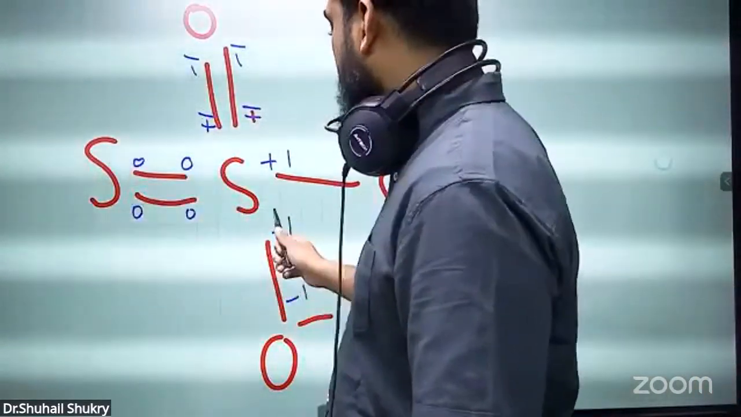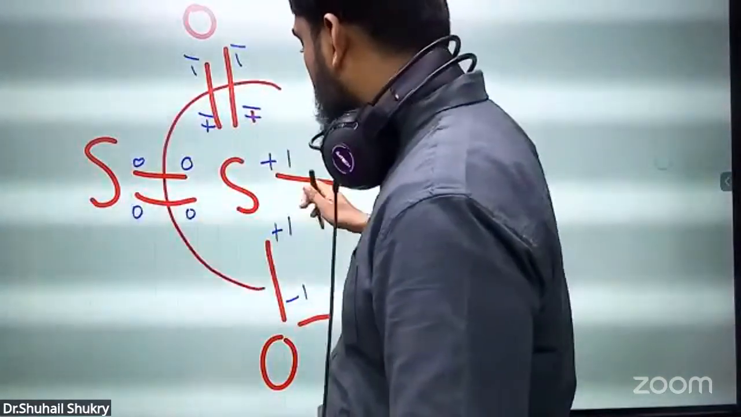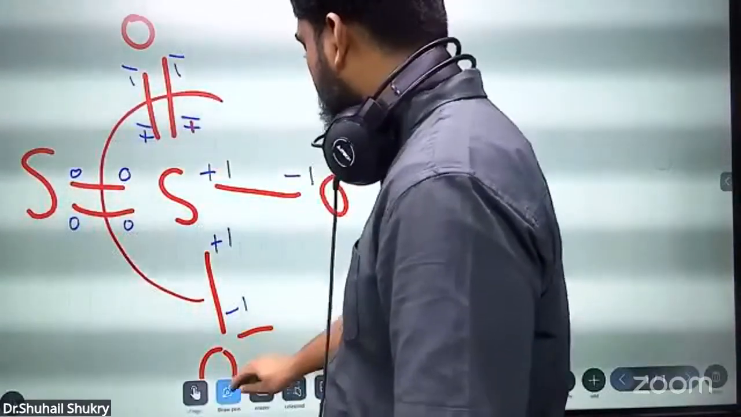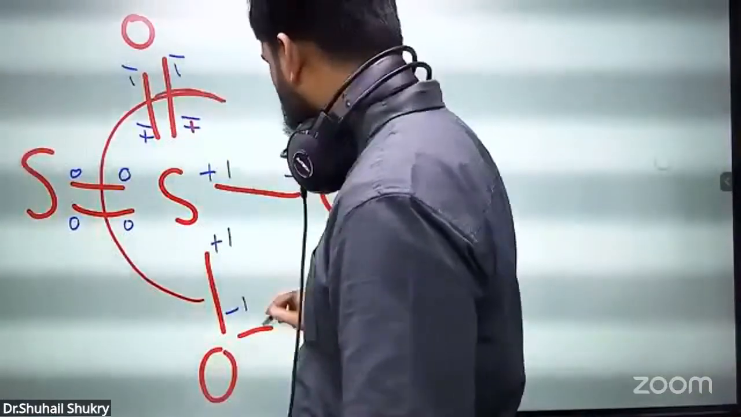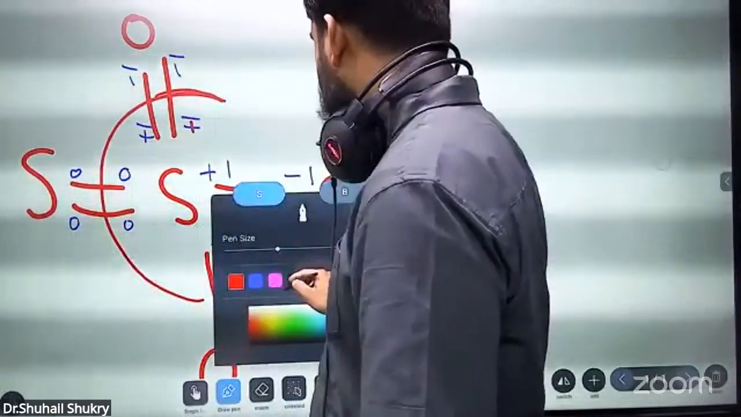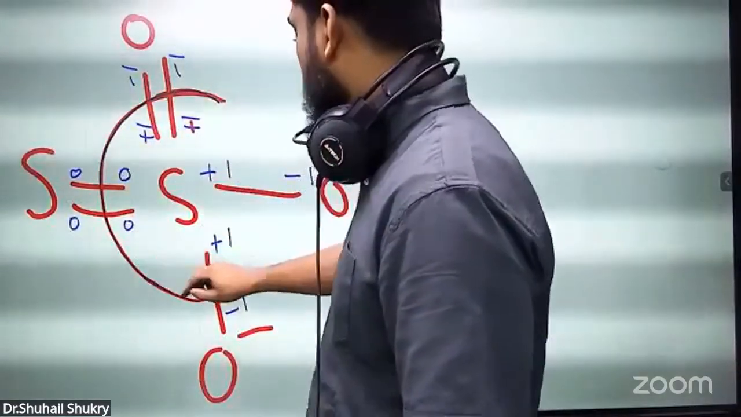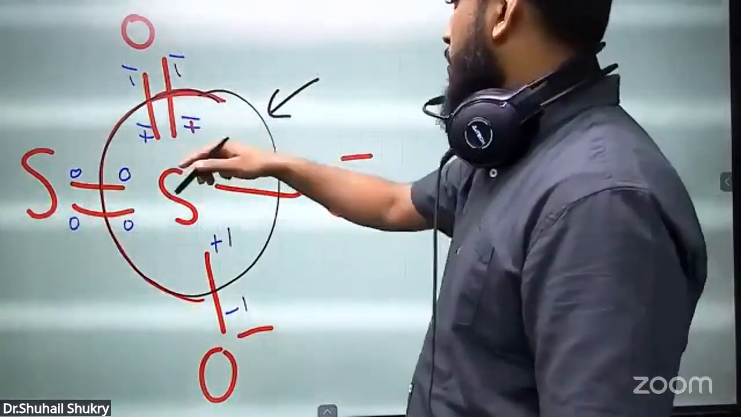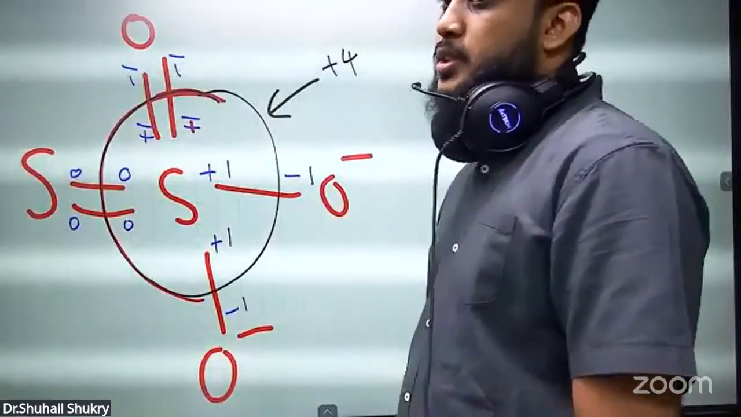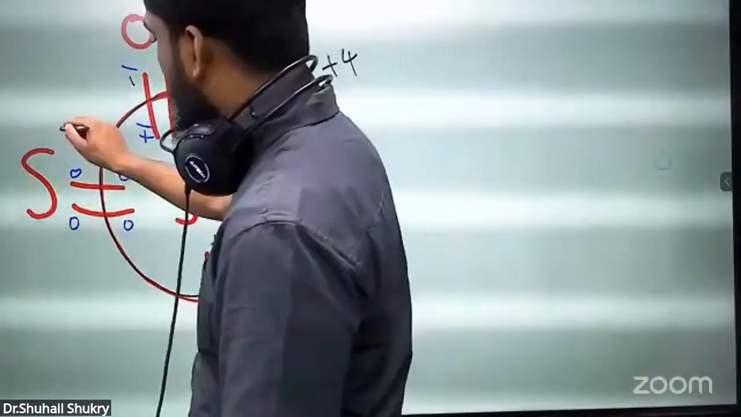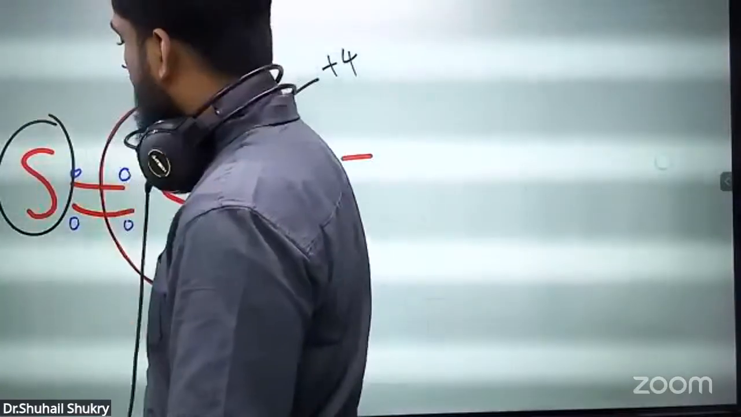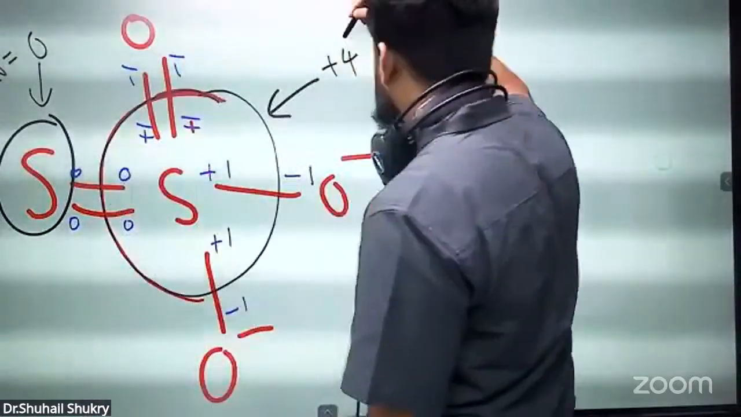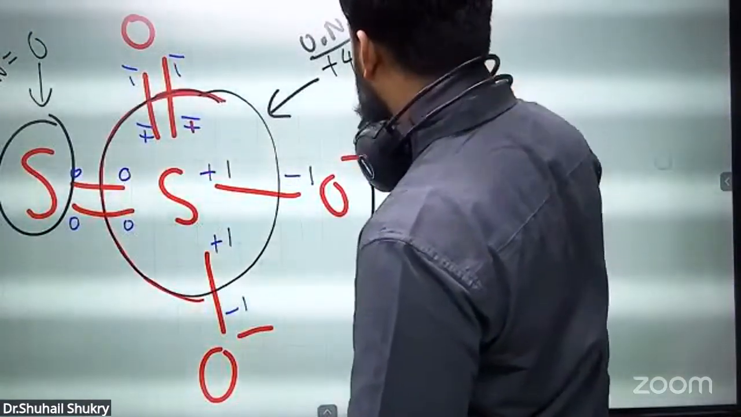Then if I want to calculate this sulfur's oxidation number, I have to see this part. If I see this one, you get the sulfur's oxidation number. What is the sulfur's oxidation number? +1, +2, +3, +4. This sulfur is +4. This sulfur's oxidation number is +4. What is this other sulfur's oxidation number? This sulfur's oxidation number is 0. This sulfur's oxidation number is +4.